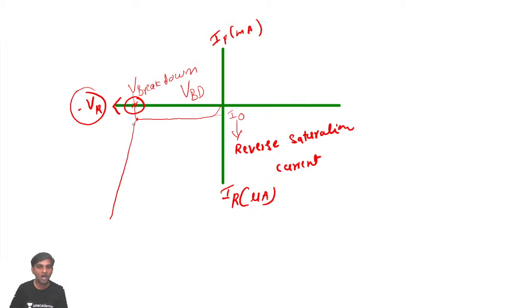So after some point, what's happening? There exists something called breakdown. After the breakdown, there is a sudden increase of current. So why is this breakdown happening? How many types of breakdowns are there? What are the reasons behind this breakdown? What made this breakdown come?